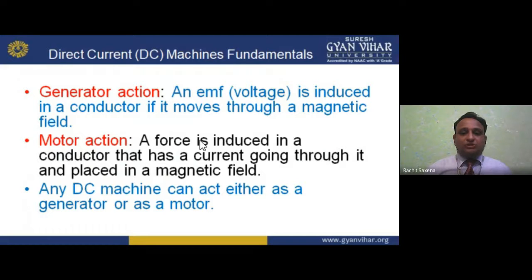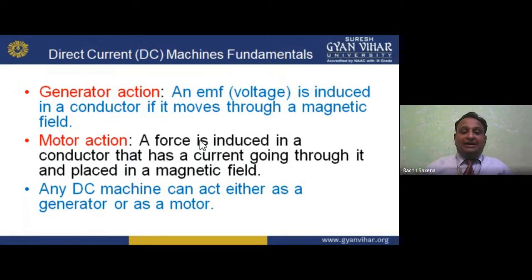So if a force acts on that conductor placed in a magnetic field, torque will be produced, and due to the torque, it will start rotating. Fleming's right hand rule is for generator action, and Fleming's left hand rule is for motor action. Faraday's law of electromagnetic induction is for generator action, and the electromagnetic interaction force law is for motor action.